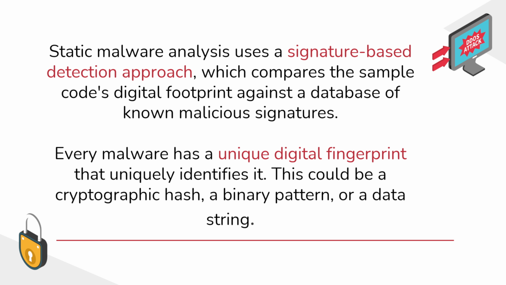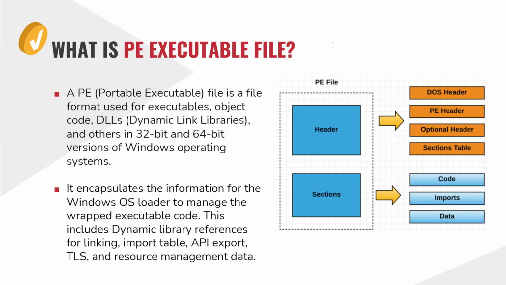Static malware analysis involves examining a file's contents and structure without executing it. The goal is to gather insights about the malware's capabilities, intents, and possible indicators of compromise. Some of the techniques used in the process are extracting readable strings, disassembling the code, parsing the PE headers, examining embedded resources, and analyzing the import-export tables. Understanding the PE file is inevitable for static malware analysis.